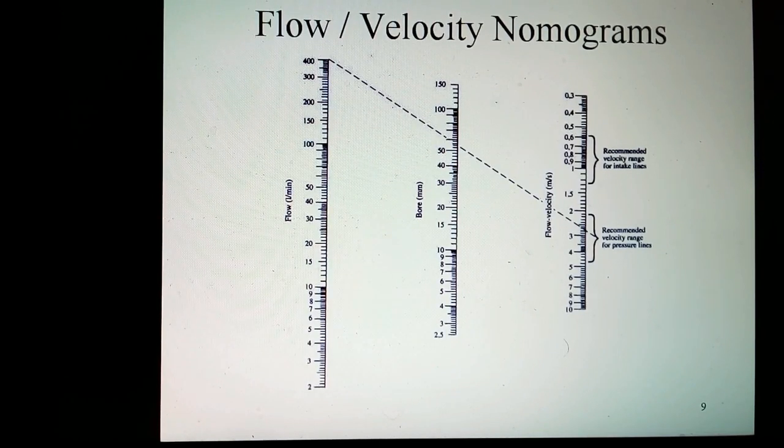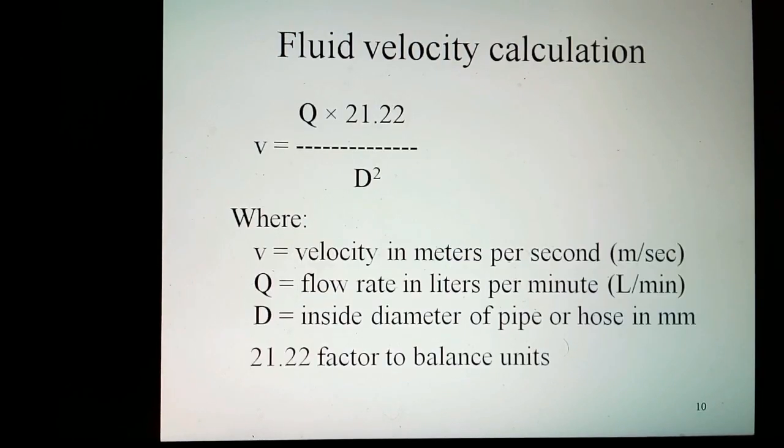Use values at the lower end of the range for lower pressures or where operation is continuous. Refer to the flow and velocity nomograms for more information. Alternatively, fluid velocity can be calculated using the following formula. V equals Q multiplied by 21.22 divided by the square of D, with V equals velocity in meters per second, Q equals flow rate in liters per minute, D equals inside diameter of pipe or hose in millimeters. 21.22 is a factor to balance units.